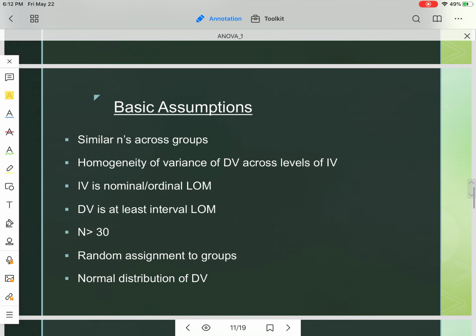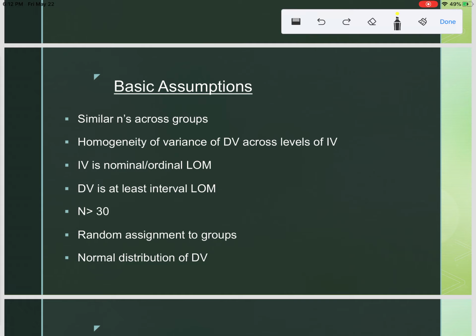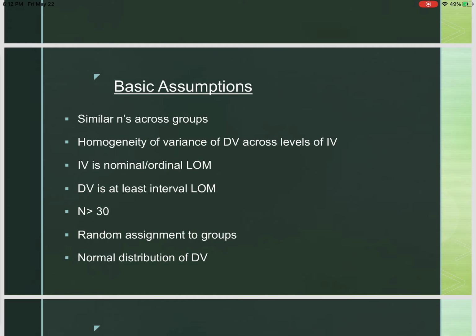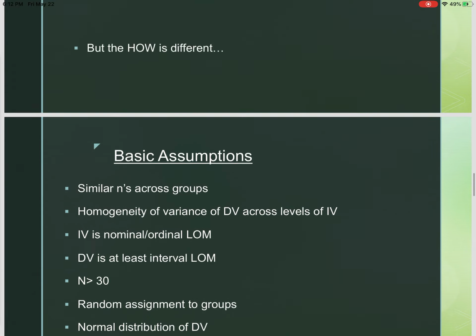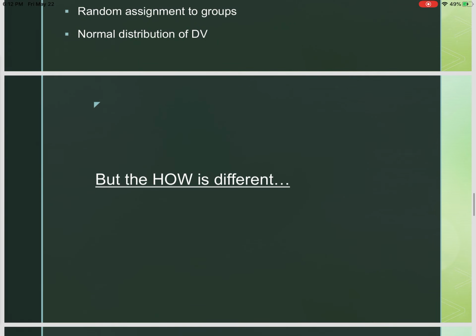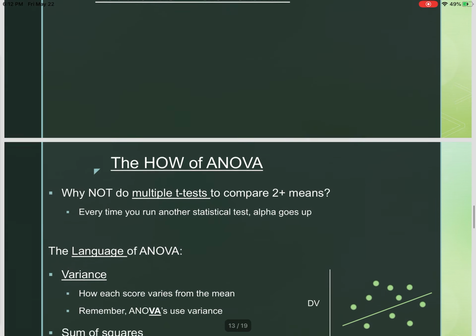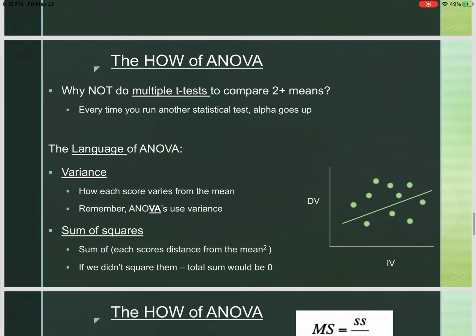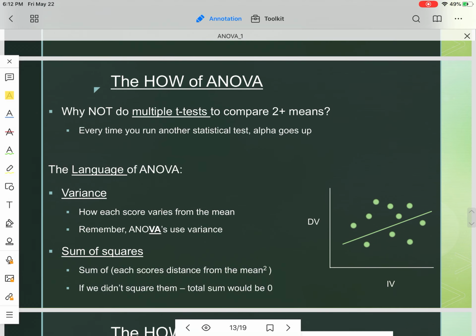Here are the basic assumptions for an ANOVA, and they're almost pretty much the same as a t-test. When we go through each type of ANOVA, we will go through these more specifically, but suffice to say they're very similar. But wait a minute, what's different? How we run the ANOVA. How we run the test mathematically and statistically is different. Don't be alarmed by the fancy graph on the screen. Stay with me, I promise.